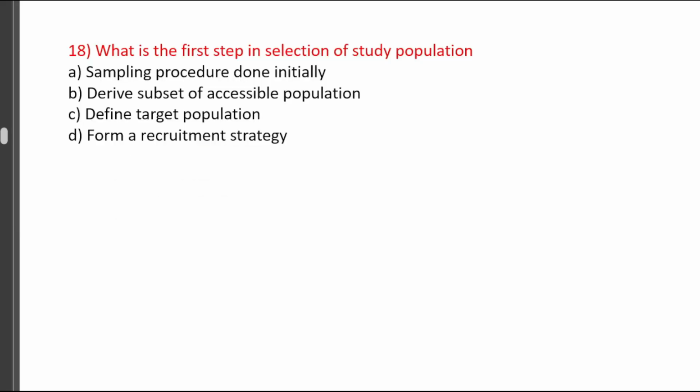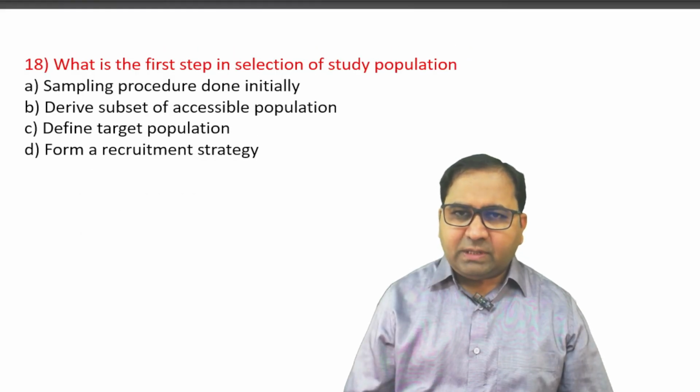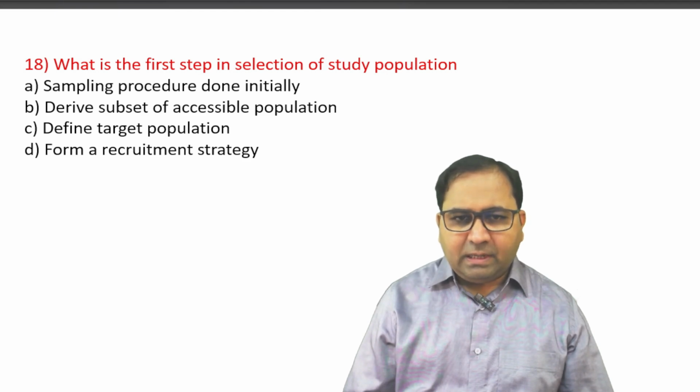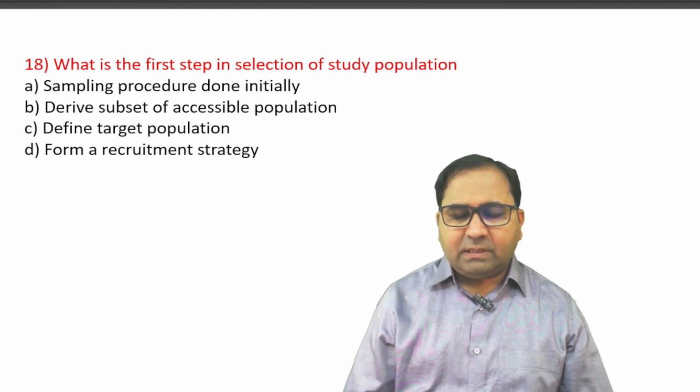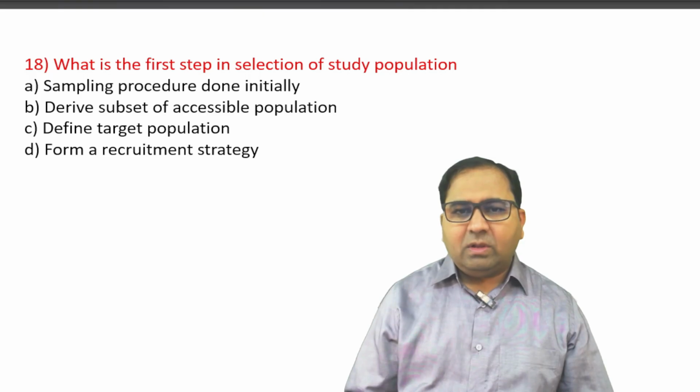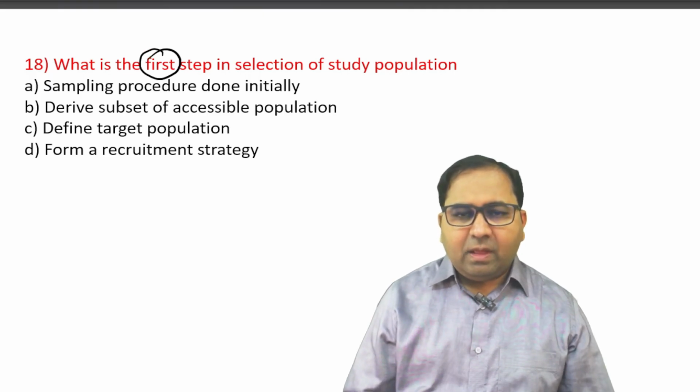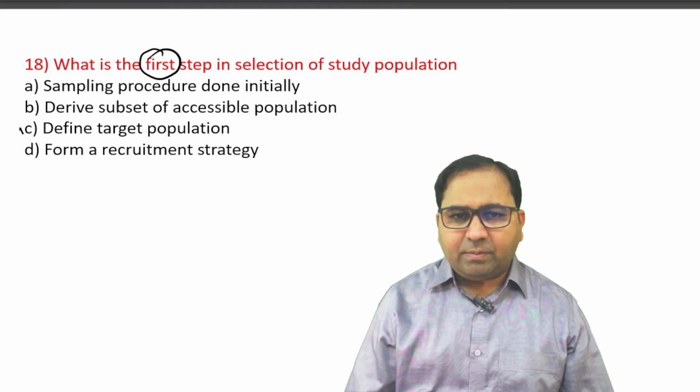Chalo, next question. What is the first step in selection of study population? The options are A. sampling procedure done initially, or B. derive the subset of accessible population, or C. define the target population, or D. form a recruitment strategy. So what is the first step? First of all, you have to define the target population, that is option C.